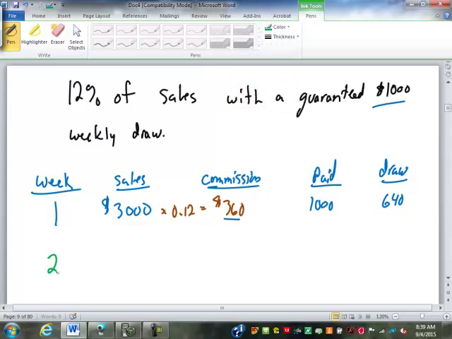Let's say in week 2, you're picking it up a little bit. You sell $7,000. Well, times 0.12, that is now $840 in commission. You're going to get paid $1,000, but you only earned $840. There's another $160 a draw. You are now up to $800 in draw.